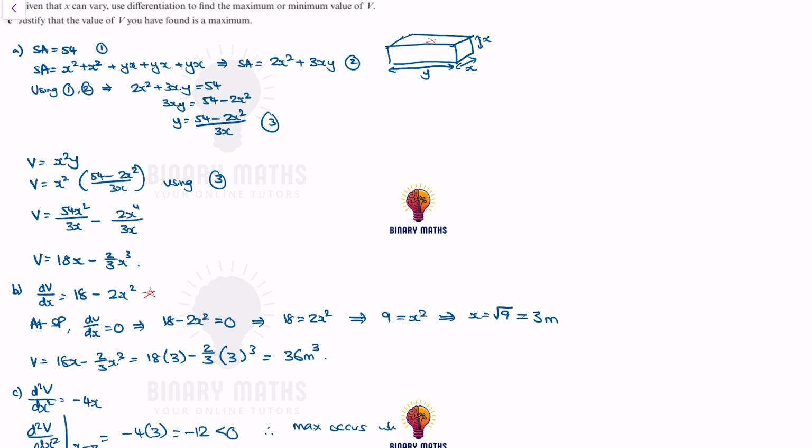Therefore, a maximum occurs when x equals 3. Therefore, the volume v is equal to 36 meters cubed, which is the max value of v.